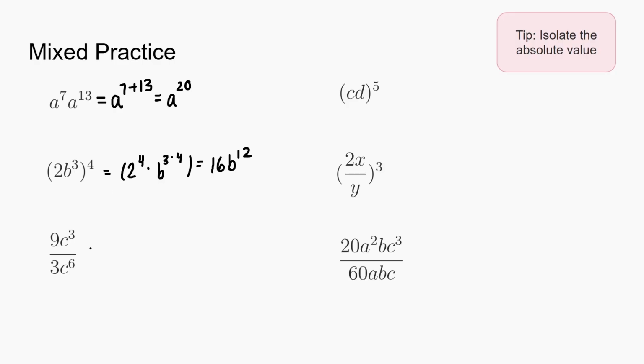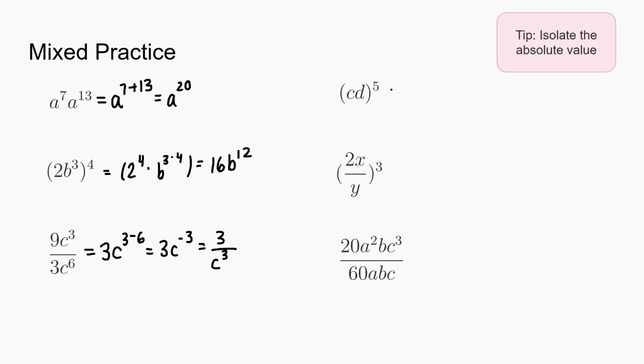In this case, we have 9c to the 3rd power divided by 3 times c to the 6th power. In this case, we need the quotient rule. First, we can start by simplifying only the numbers. 9 divided by 3 is 3. Then we use the quotient rule to see that c's exponent is going to be 3 minus 6. So it's going to be 3c to the negative 3 power, which can also be written as 3 divided by c to the 3rd power.